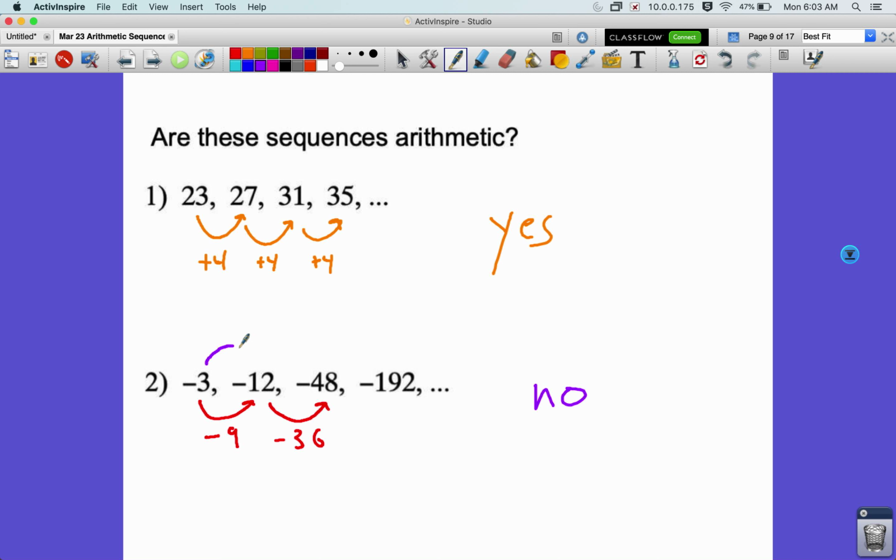But let's check and see if it's geometric. How do I get from -3 to -12? I multiply by 4. Let's see if that will keep working. Yep, times 4 gets me to that number, times 4 gets me to this number. So we can say, no, it's not arithmetic, and further, it is geometric. But it is possible for a sequence to be neither arithmetic nor geometric. It can just be some other rule that's not multiplying or adding based.